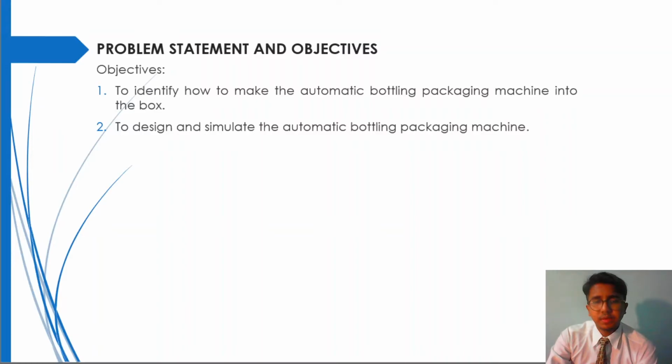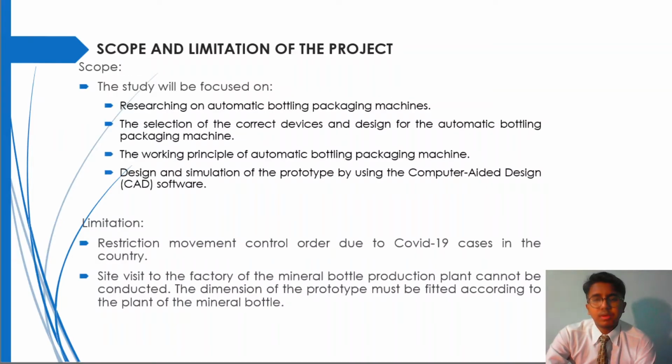The objectives of this project are, first, to identify how to make the automatic bottling packaging machine pack the bottles into the box, and second, to design and simulate the automatic bottling packaging machine. Now, we're moving on to the scope and limitation of the project.